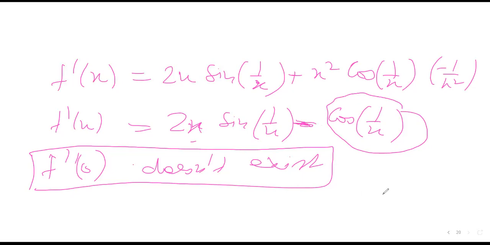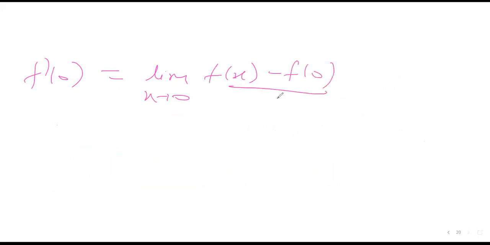But it is saying it is derivable, that we can find the derivative. Okay, we can find the derivative. How can we find the derivative? Let's see. So I want to find, let's say, f dash 0. It will be equal to the limit as x tends to 0 of f of x minus f of 0 upon x minus 0.